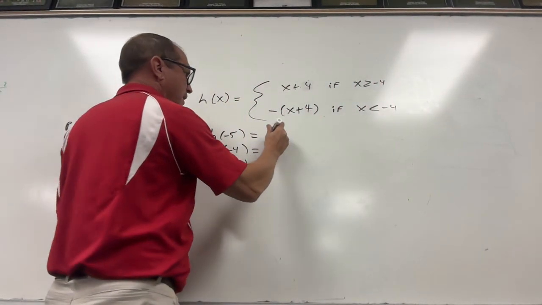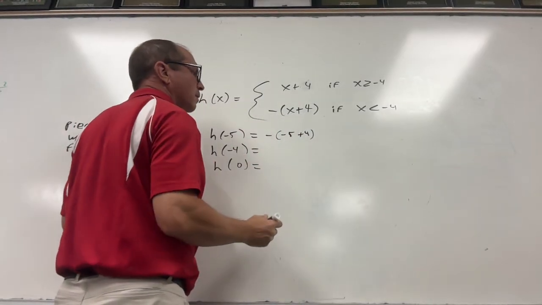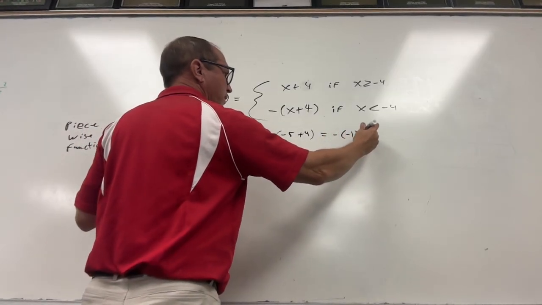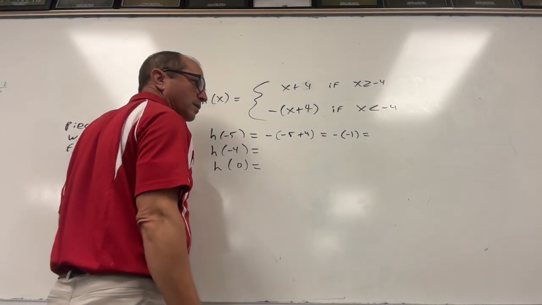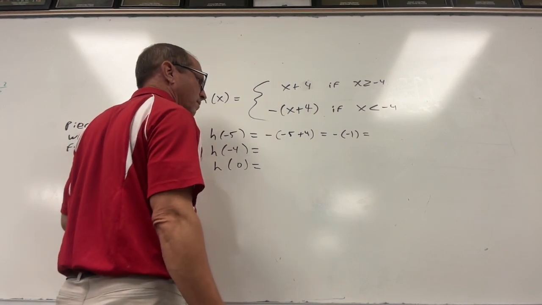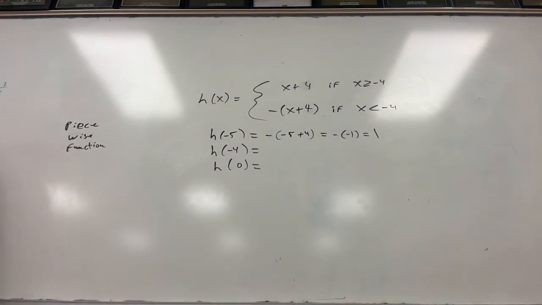So it's going to be the negative of negative 5 plus 4, which is going to be the negative of negative 1, which is 1. All right.